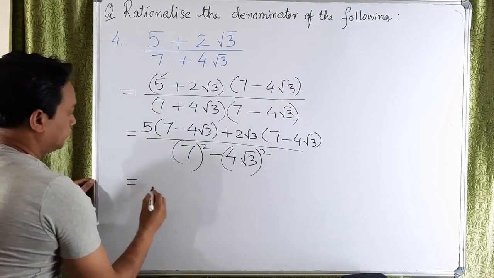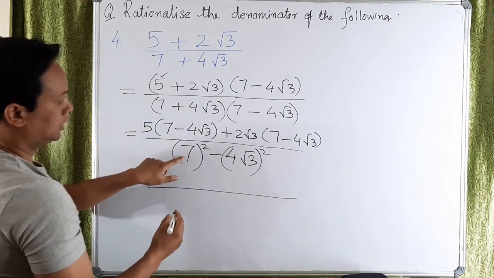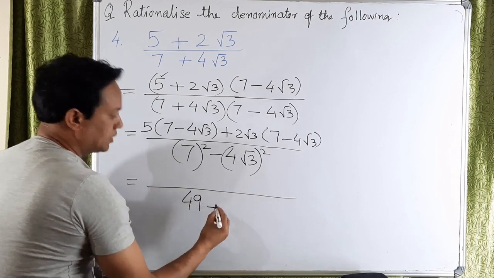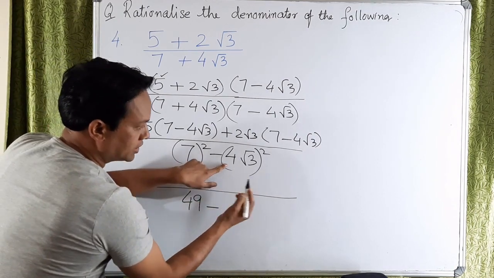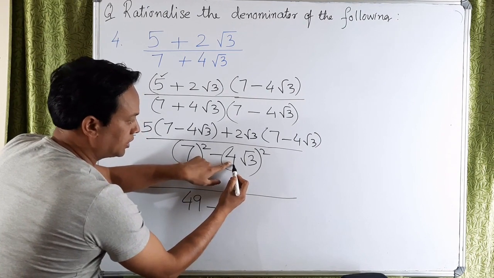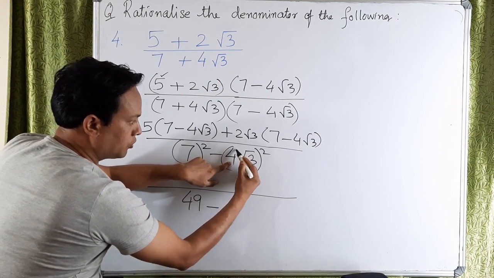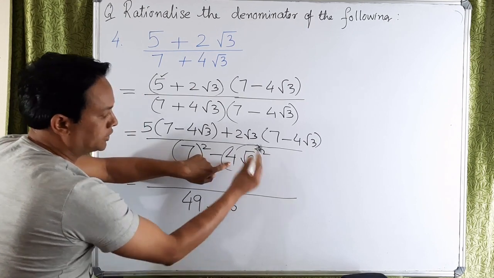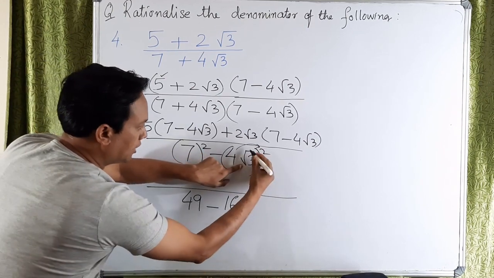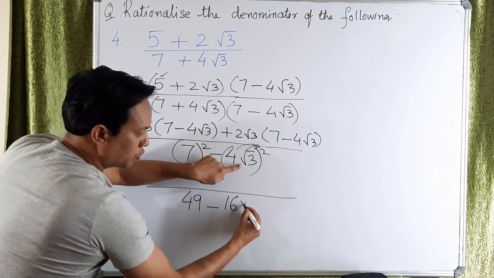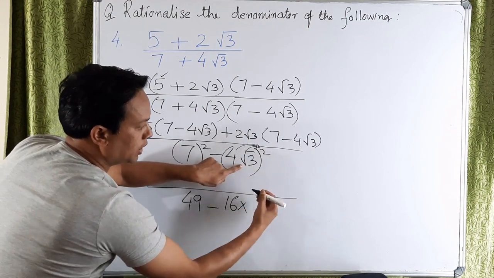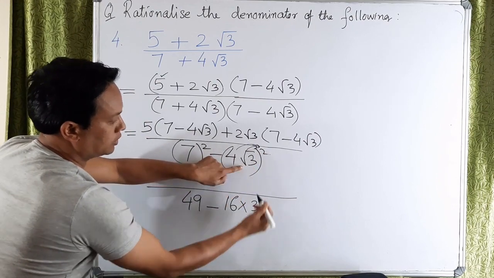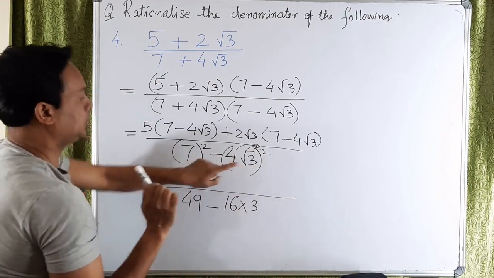Okay, next line. Start again from the denominator. Now 7 square. 7 into 7 is 49. Minus this one. How to square this? See, step by step. The first number is 4 here. This outside number is 4. You square it first. 4 into 4, 16. 4 square is 16. Then you square root 3 also. Now root 3 square will be 3. 4 square is 16, root 3 square. Square and square root will cancel. Root 3 square will become only 3.